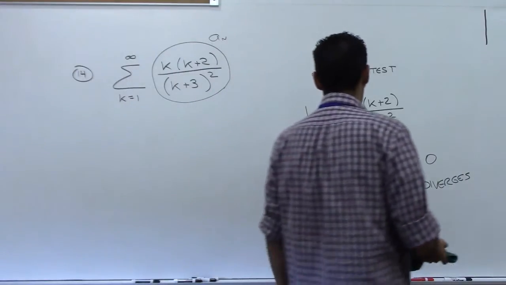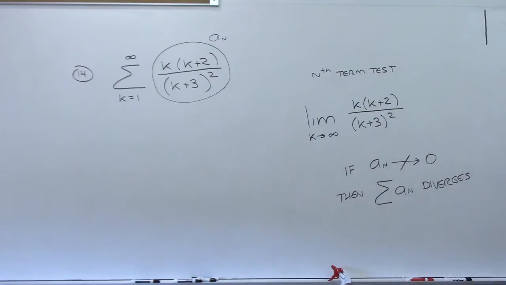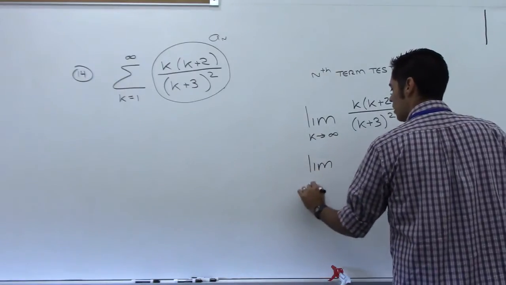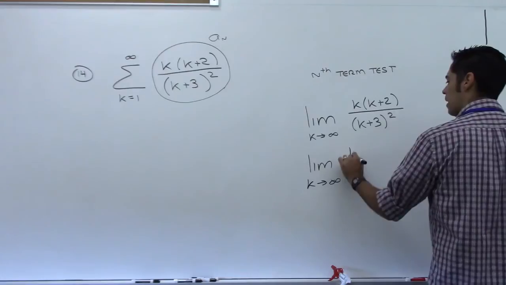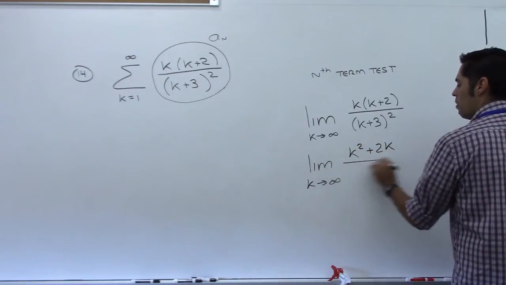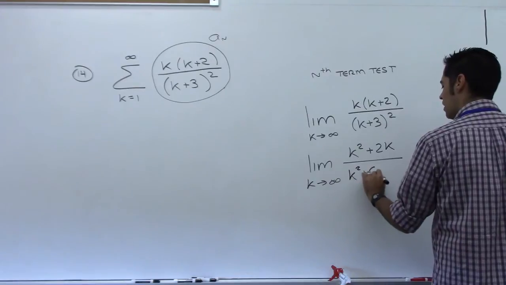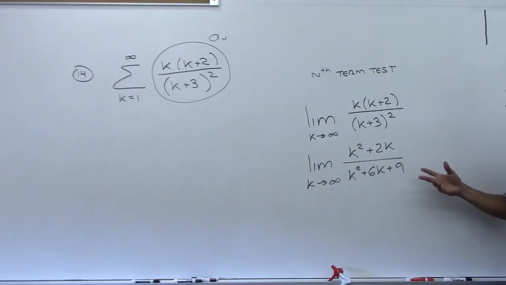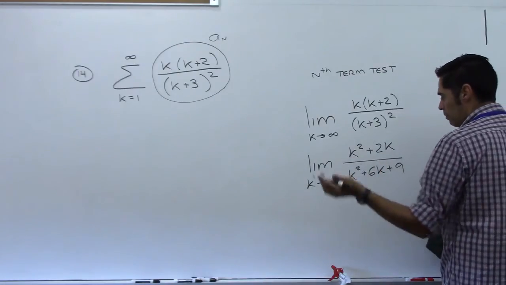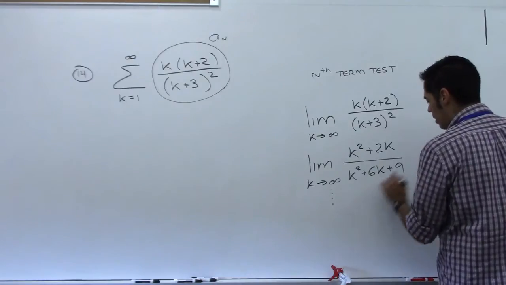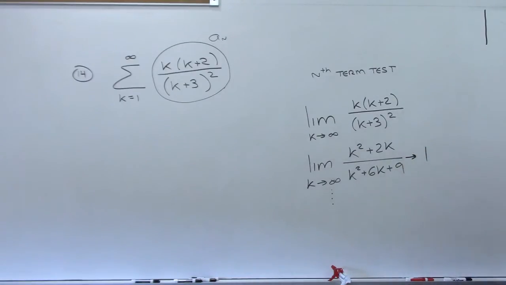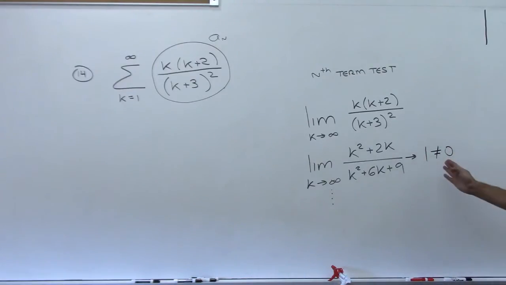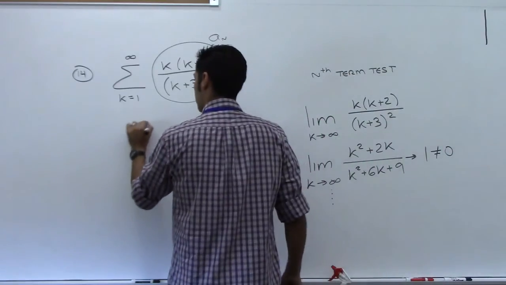So I like this test right now because it's always the first thing you want to try. And I also see that if I just expand out the numerator and denominator, I'm going to get k squared plus 2k over k squared plus 6k plus 9. And this looks like infinity over infinity, and I can use L'Hopital. And if I do that, and we've done this in the previous section, I'm going to determine that this goes to 1. And since that goes to 1, that is not 0, right? It's going somewhere other than 0. I can conclude that this diverges.